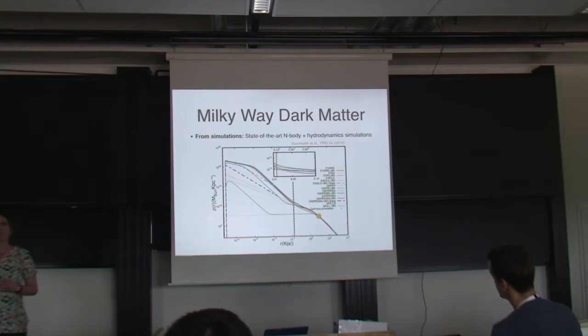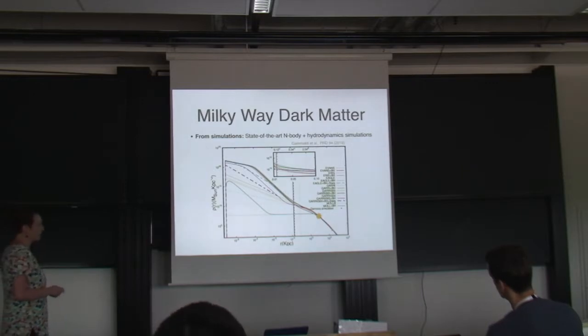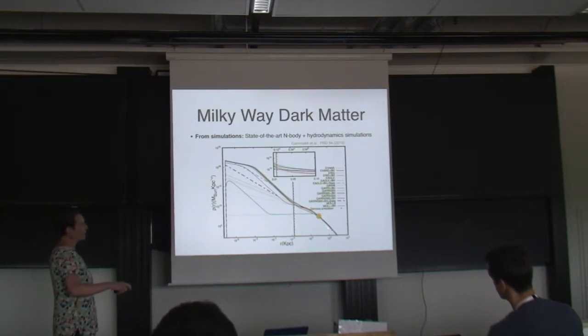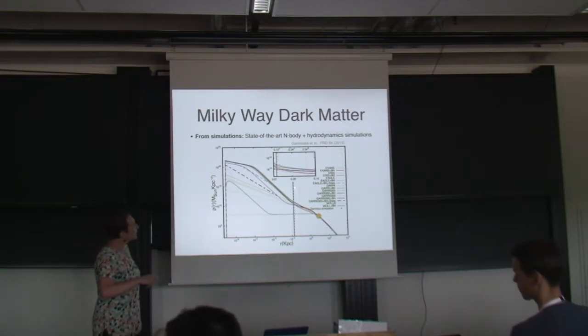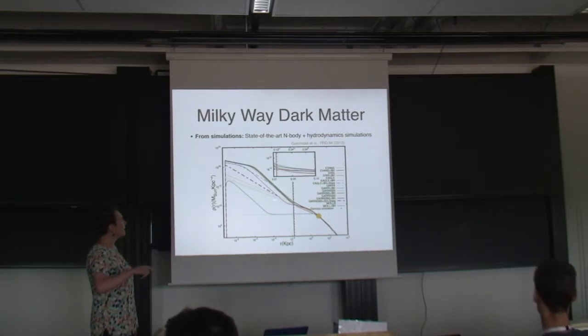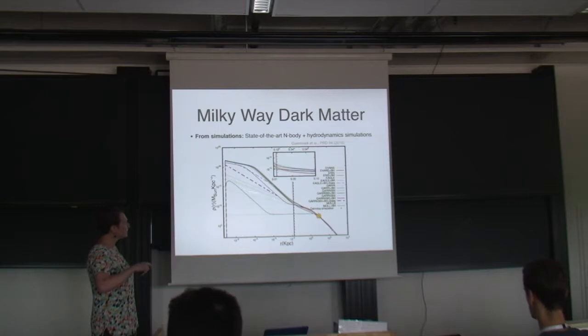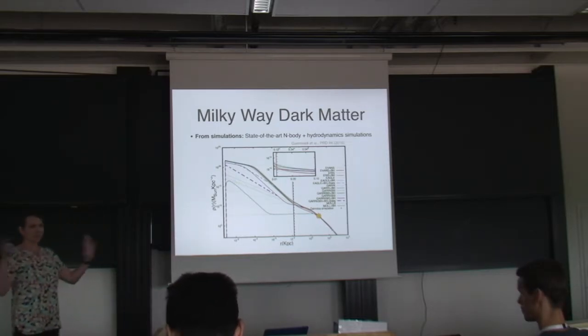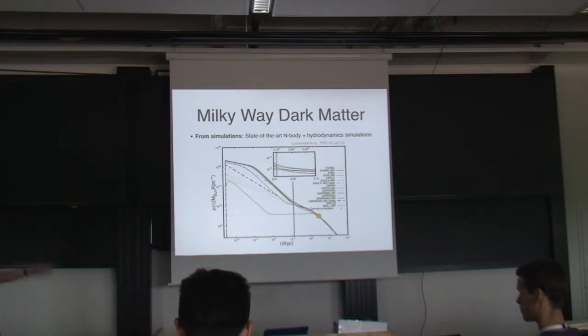From simulations, we know a little bit of stuff too. So again, now you're looking at the dark matter density as a function of radius. And this is from different state-of-the-art N-body plus hydrodynamic simulations. And we live way out here where most simulations kind of agree. Then each individual simulation track, so each color here, makes a prediction at large radii, and then you can extrapolate them into small radius with these dotted lines. That's the zeroth order, this is what we know from simulations.